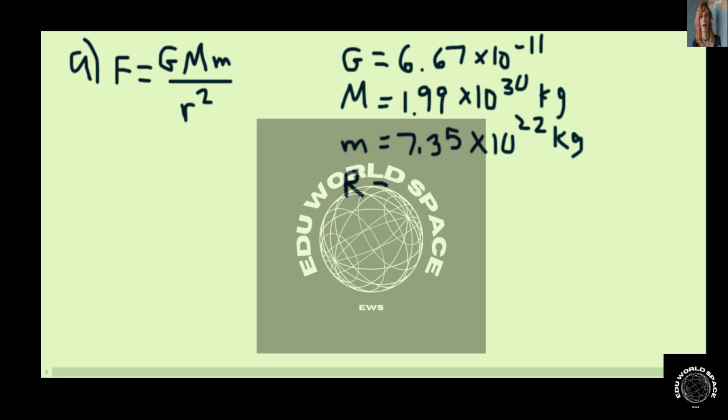And I'm going to write capital R is from Earth to Sun: 149.6 times 10 to the 9th power meters. And then I'm going to do lowercase r, which is from Earth to the moon. Radius from Earth to moon.